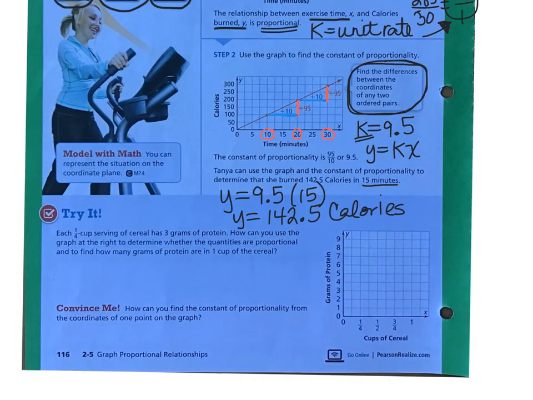Now take a look at the try it question. Each 1/4 cup serving of cereal has 3 grams of protein. How can you use the graph at the right to determine whether the quantities are proportional and to find how many grams of protein are in 1 cup of the cereal? Well, if there are 3 grams of protein, that's your Y number. For every 1/4 cup of cereal, that's your X number, then we can use the ratio Y to X to figure out how many grams of protein are in 1 cup.